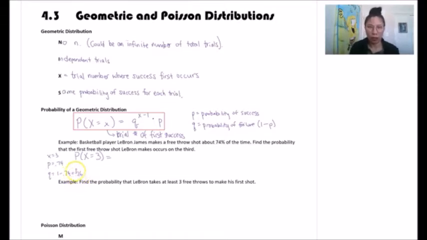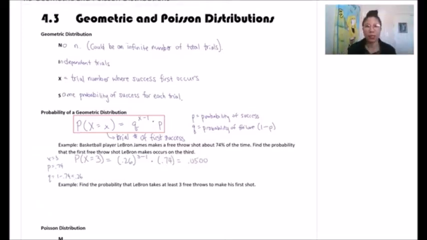So following our formula now, we want our probability of failure, 0.26, raised to our x minus 1 power, so 3 minus 1 is 2. And then we're going to multiply that by our probability of success, which is 0.74. Doing that in our calculator gives us a probability of 0.050024, so about 5% pretty much. So that would be the probability right there.